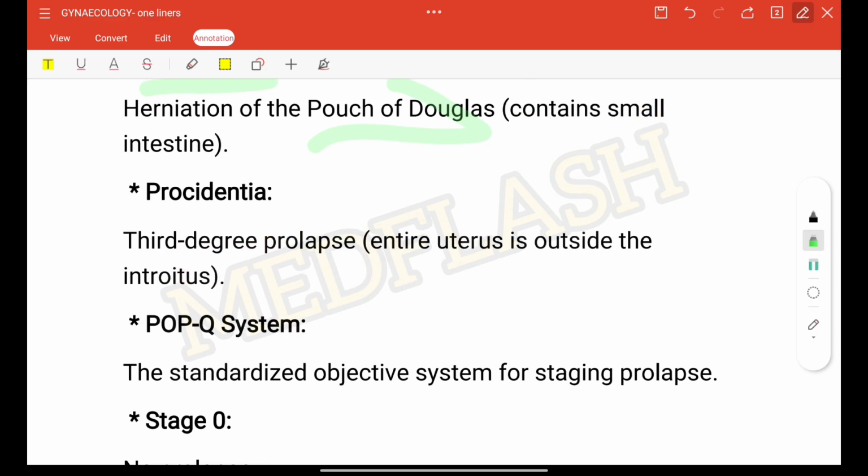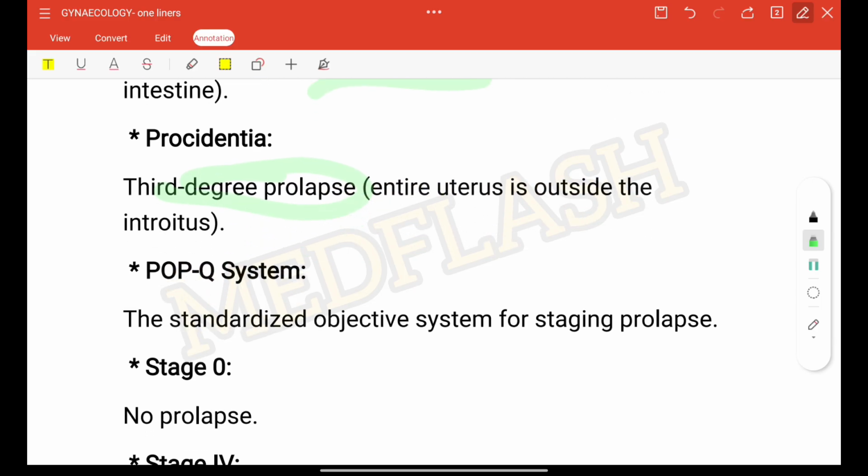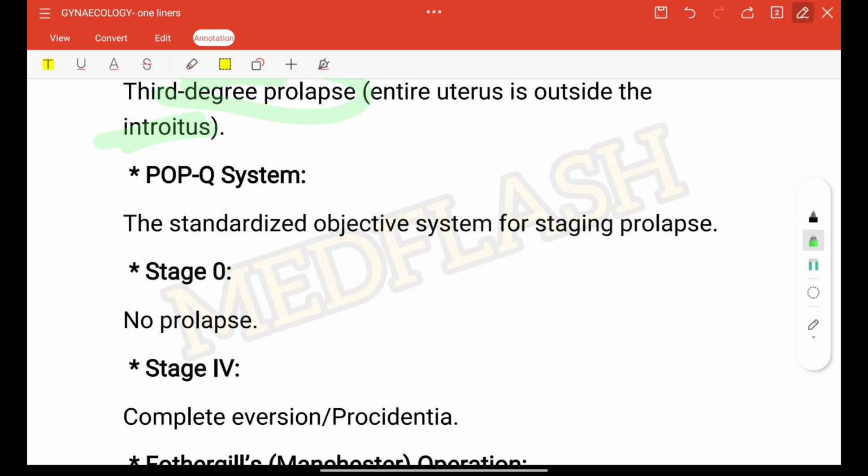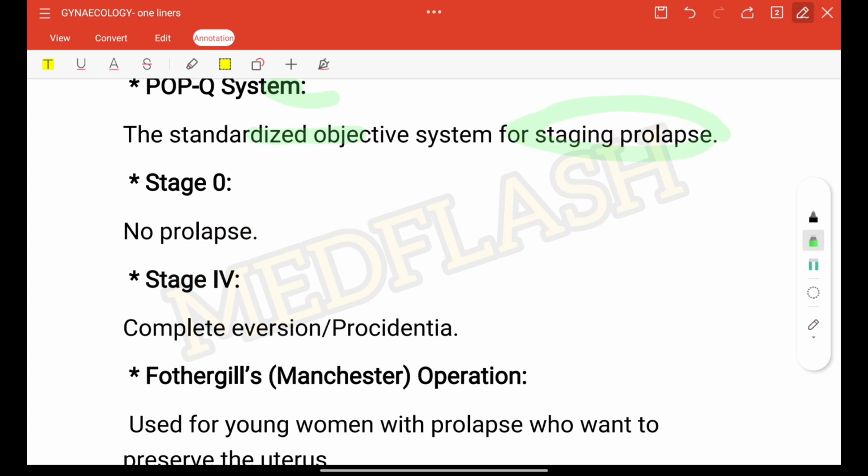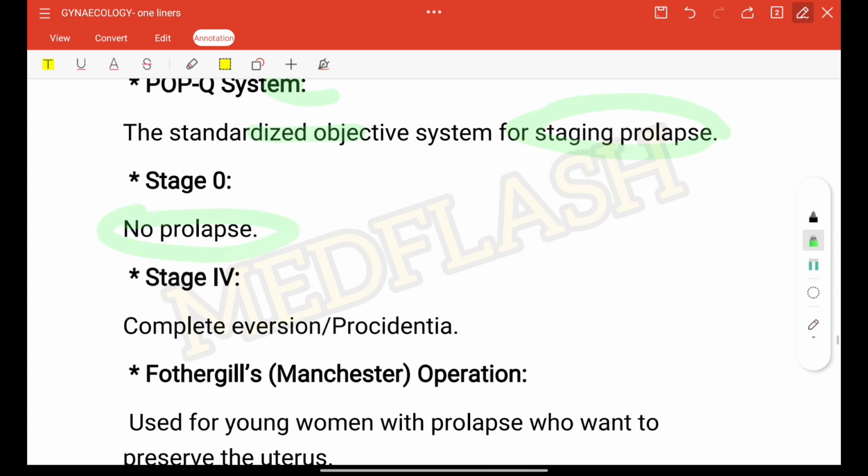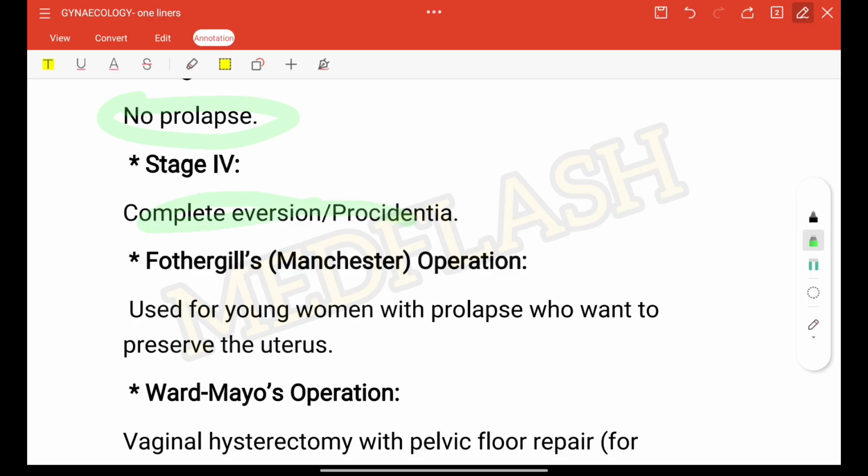Procidentia, third degree prolapse: the entire uterus is outside the introitus. Pelvic Organ Prolapse Quantification system, the POP-Q, is the standardized objective system for staging prolapse. Stage 0, no prolapse. Stage 4, complete eversion or procidentia.